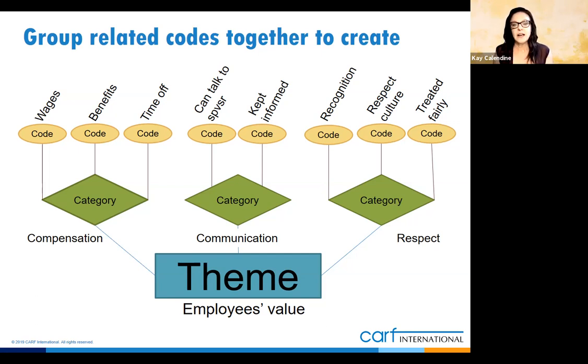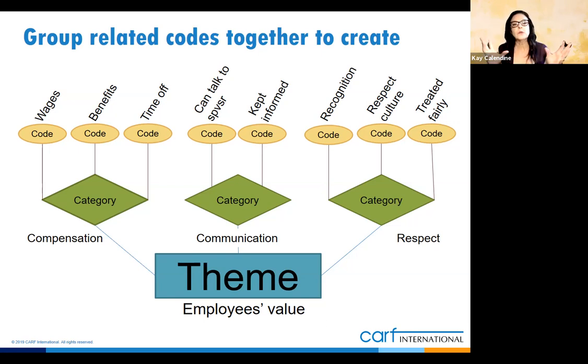Then I've got can talk to supervisor, kept informed. Those were other codes that came up. I'm grouping those into a category of communication, right? And then the third category is respect, in which I put the recognition, they respect culture, they feel like they're treated fairly.